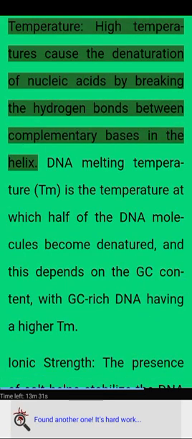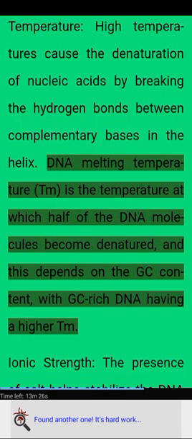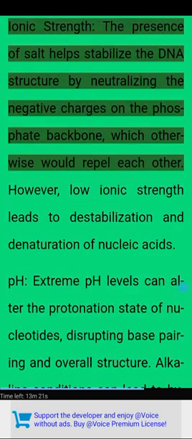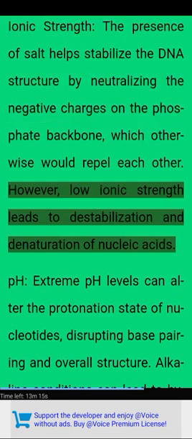Temperature. High temperatures cause the denaturation of nucleic acids by breaking the hydrogen bonds between complementary bases in the helix. DNA melting temperature (TM) is the temperature at which half of the DNA molecules become denatured, and this depends on the GC content, with GC-rich DNA having a higher TM. Ionic strength. The presence of salt helps stabilize the DNA structure by neutralizing the negative charges on the phosphate backbone, which otherwise would repel each other. However, low ionic strength leads to destabilization and denaturation of nucleic acids.